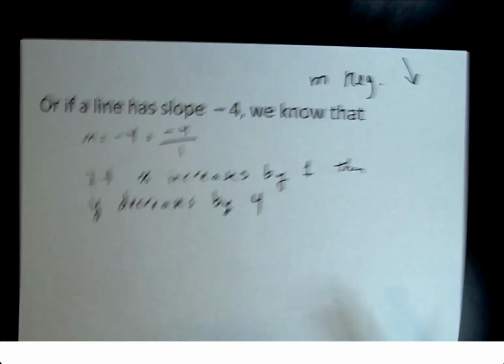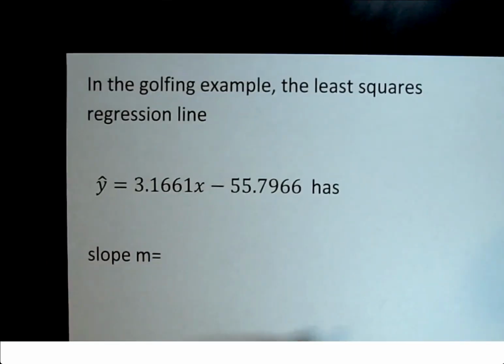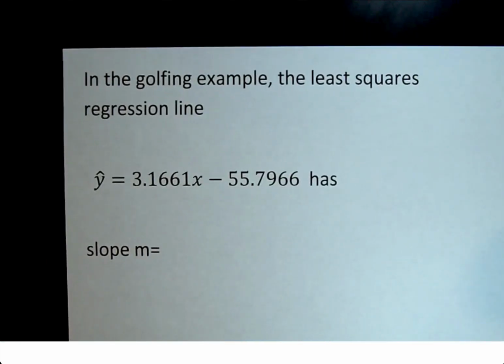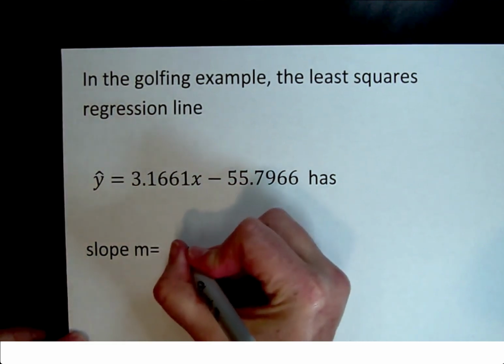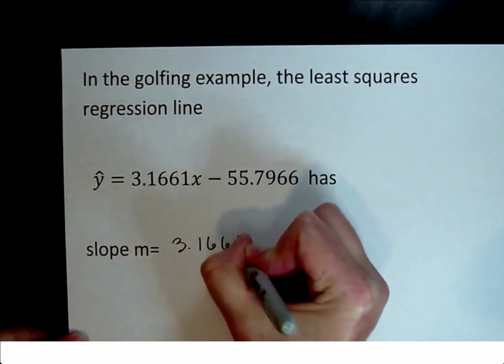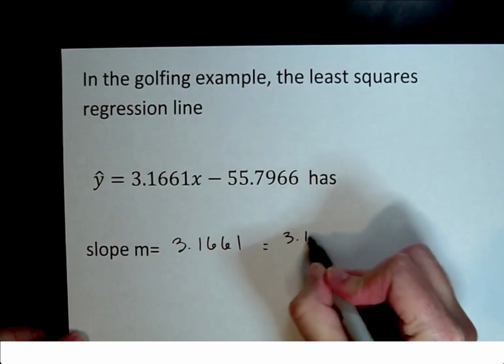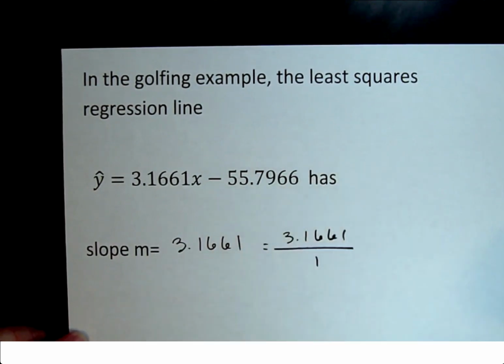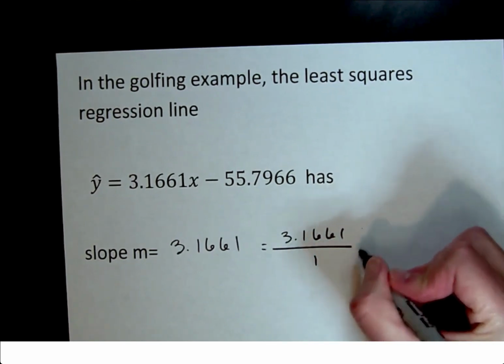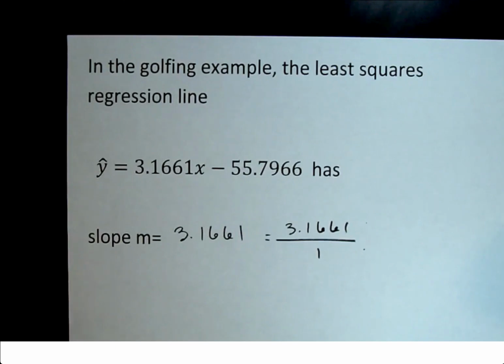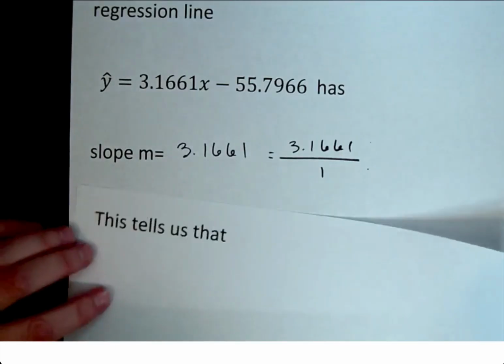So in the golfing example, the least squares regression line has slope, where do you find slope in an equation of a line? Yeah, it's the number multiplying the x. So the slope is 3.1661. Now let's think of that as 3.1661 over 1, because I need to see what's on top and what's down below, because I need to see change in y over change in x.